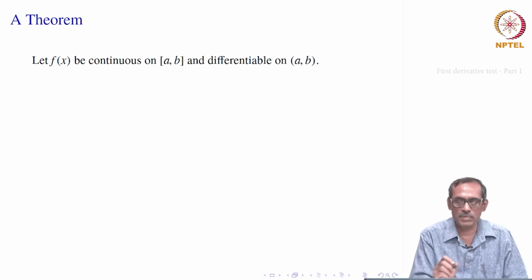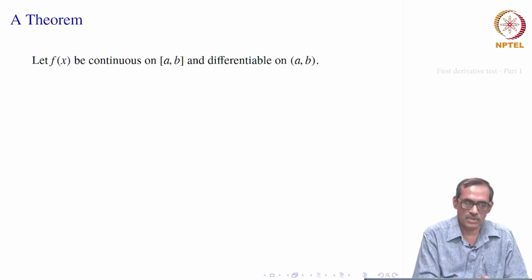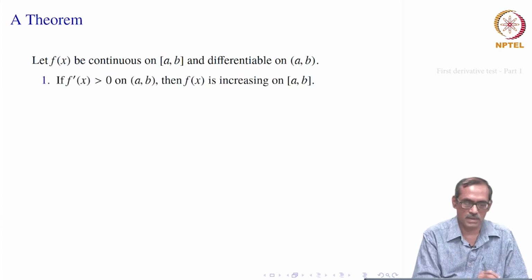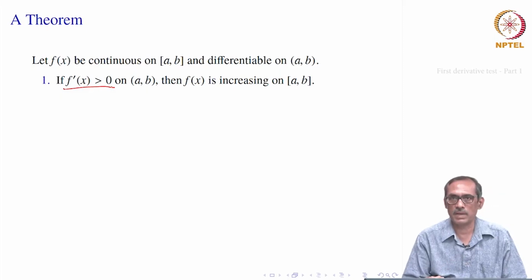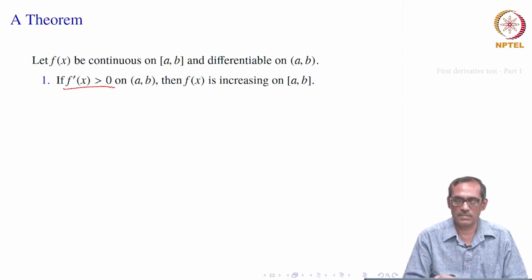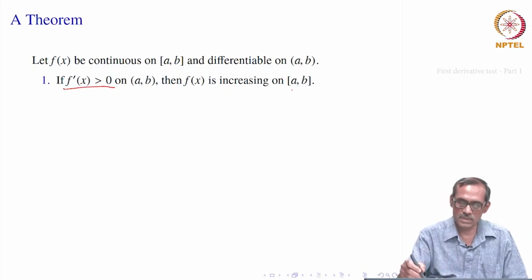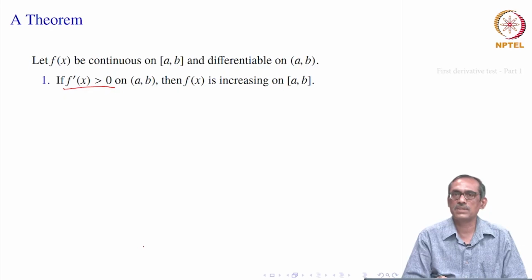Our guiding principle will be a result for using the information on the derivative to say whether a function is increasing or decreasing. Suppose we have a function which is continuous on the closed interval [a, b] and differentiable on the open interval (a, b). Now, if f prime of x is greater than 0 on the open interval (a, b), because there only it is defined, then f(x) is increasing on the whole of [a, b]. So how come this a and b is coming? It is because continuity is taking care of it at a and at b.